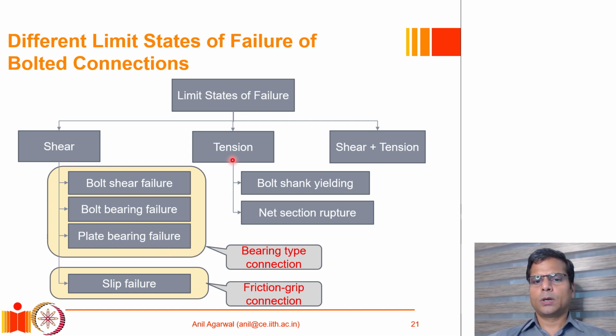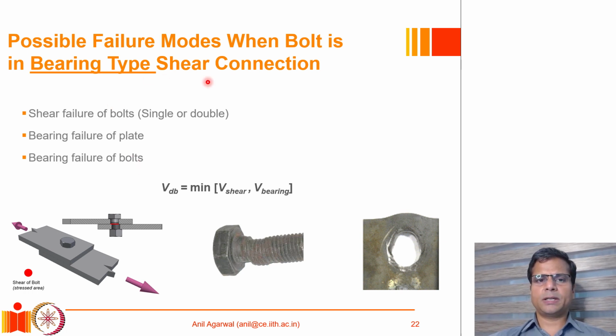When a bolt is subjected to tension, it can have two different types of failure. One type would be the yielding of the bolt shank. An alternate type of failure would be a rupture of the net section. We will talk about that also. First we will start with a bolt which is subjected to shear, and the bolt type is a bearing type connection. There are two or three distinct ways in which it can fail.